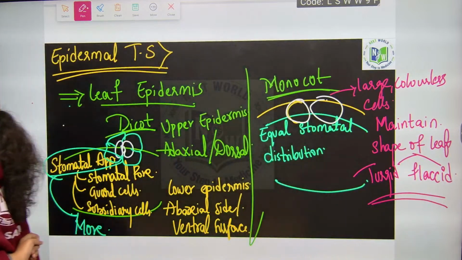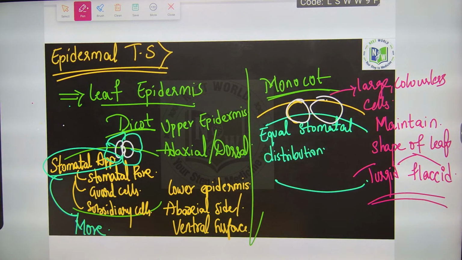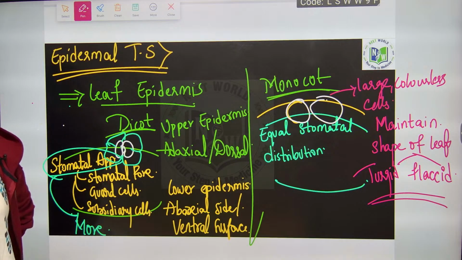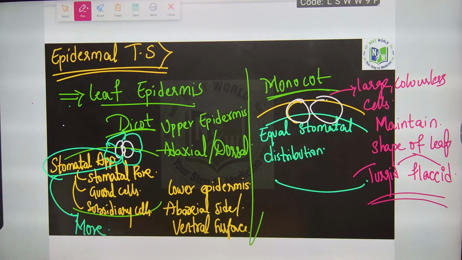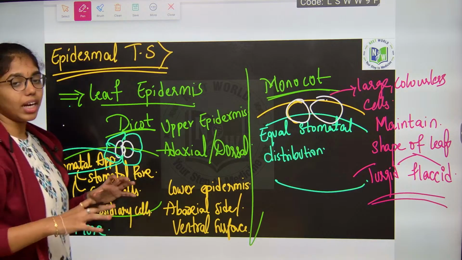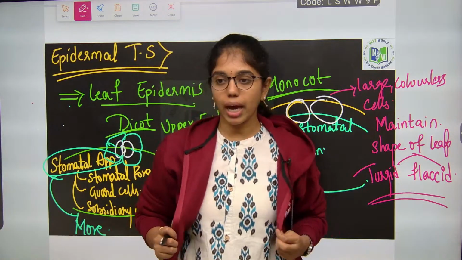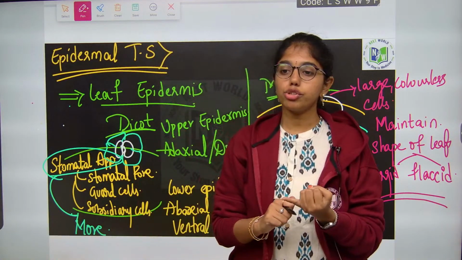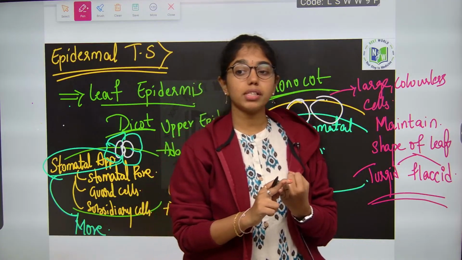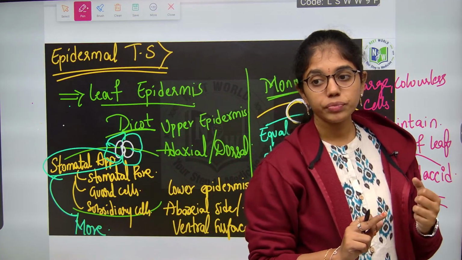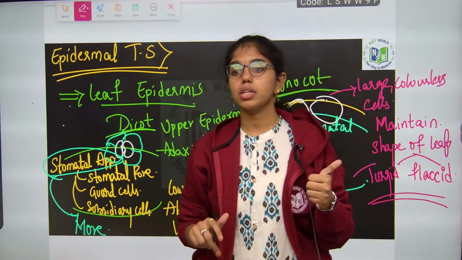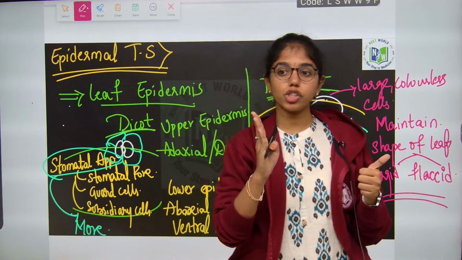Clear, right? Any doubt anywhere? No, right? So with this, epidermal tissue system is clear. So far what we have dealt from anatomy, tissues are completely done. Meristematic tissues and permanent tissues. What are the meristematic tissues we have dealt with? Primary meristems, secondary meristems. That is based on the origin.